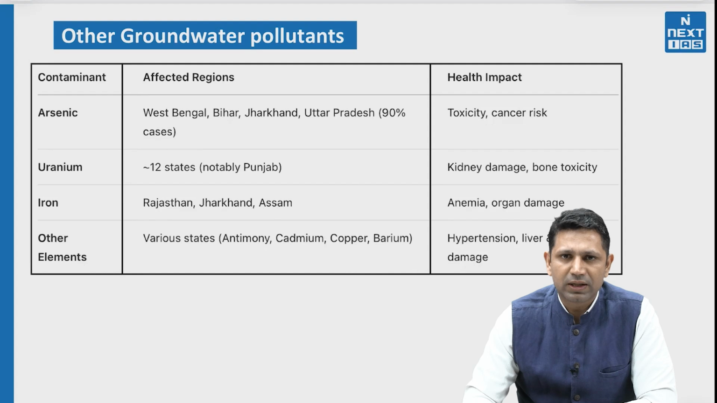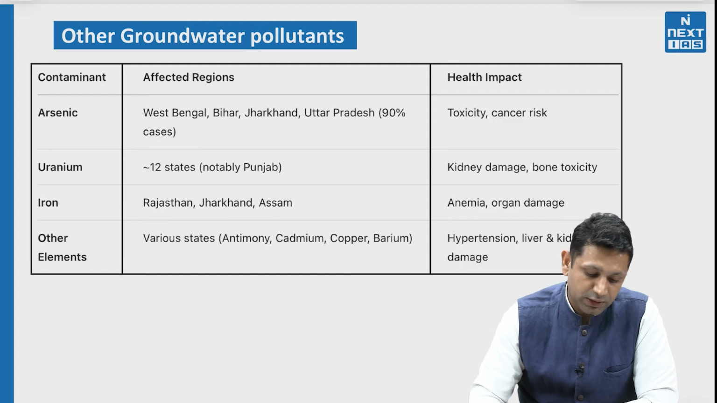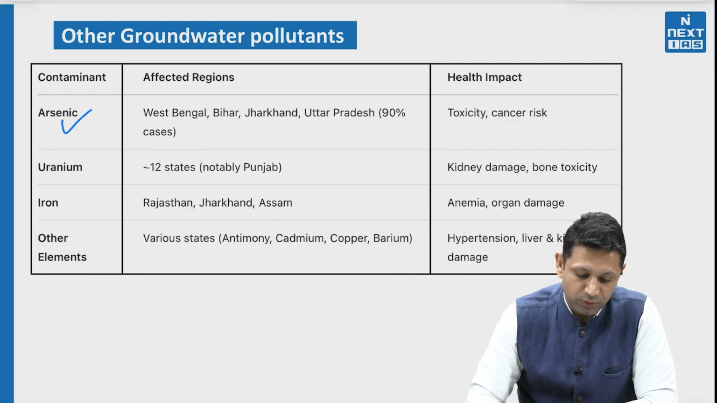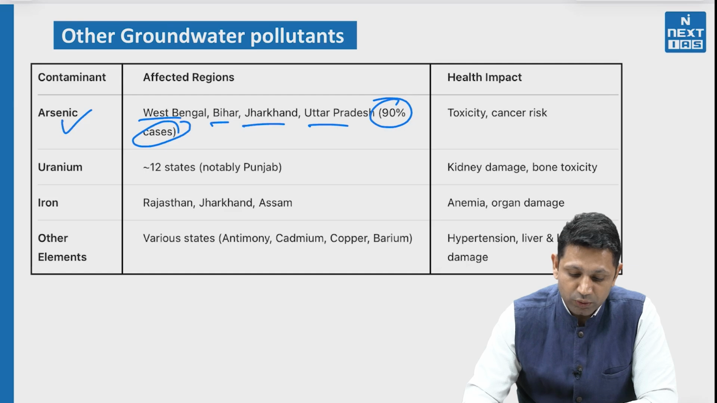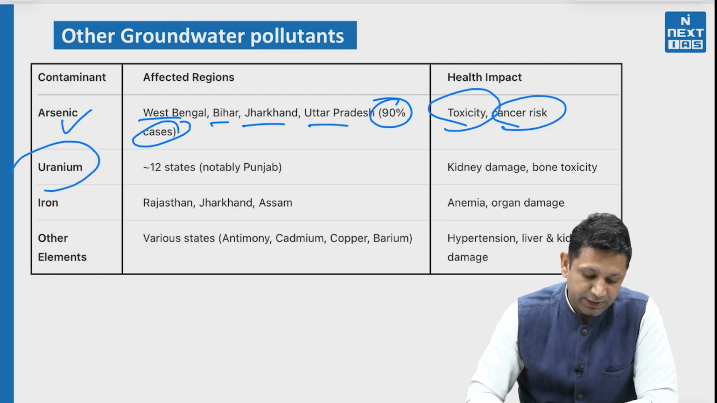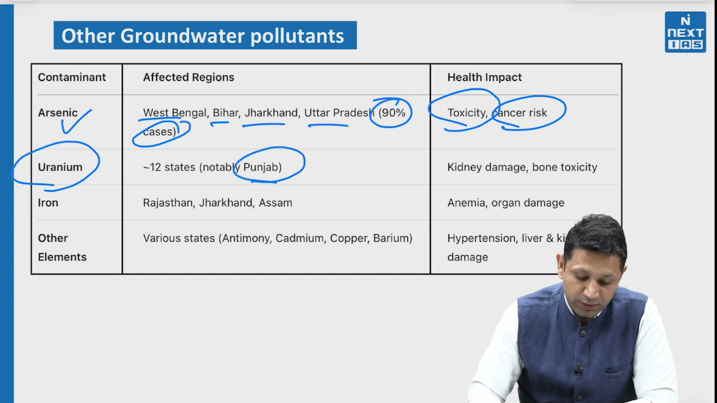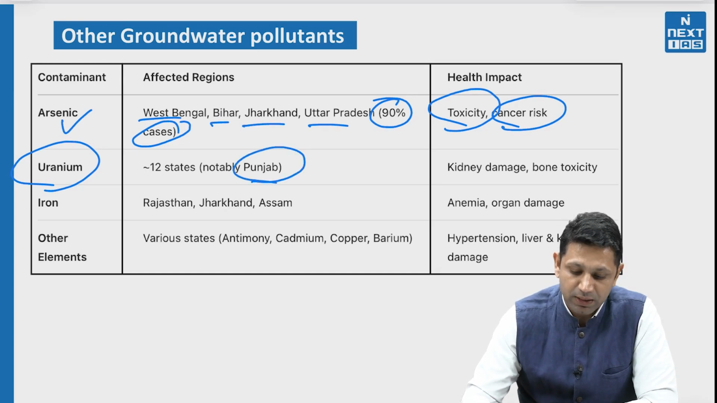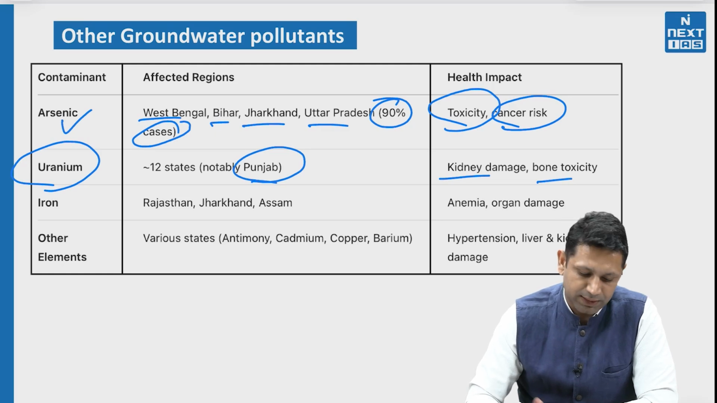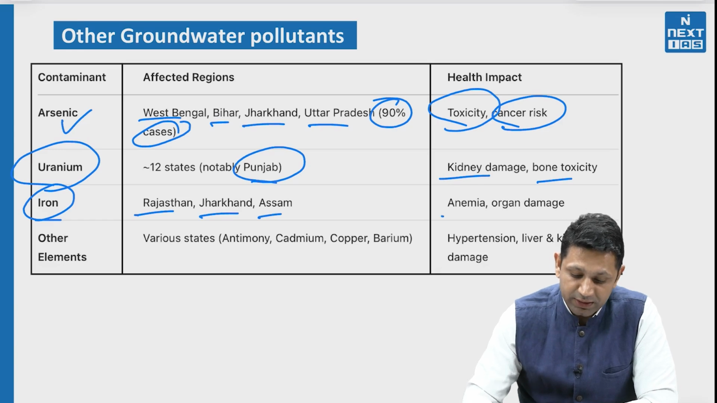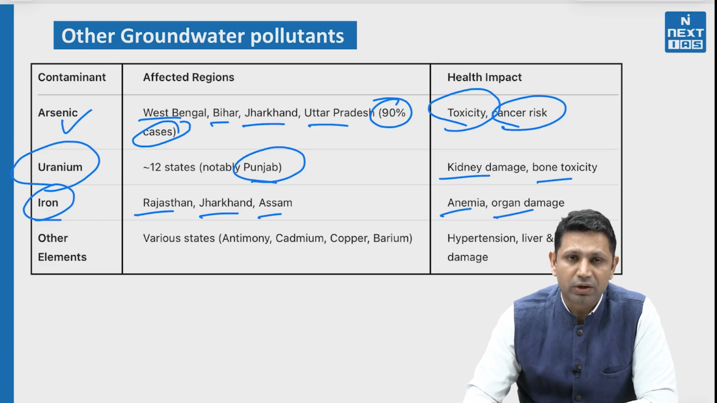Then lastly, what are the other groundwater pollutants? So it includes arsenic. For example, the affected regions are West Bengal, Bihar, Jharkhand, Uttar Pradesh, where 90% of the cases are coming out. So it has toxicity and also has cancer risk on the human body. Then uranium, it is affecting 12 states including Punjab, and Punjab is having a very high rate. So it can cause kidney damage and bone toxicity is also an impact of that. Iron, Rajasthan, Jharkhand, Assam are affected by it. It can cause anemia and organ damage.